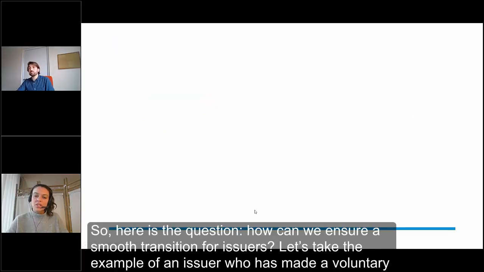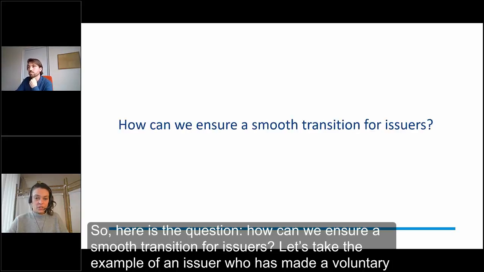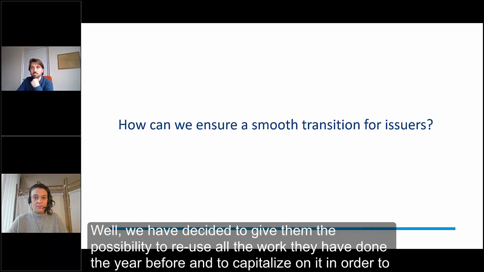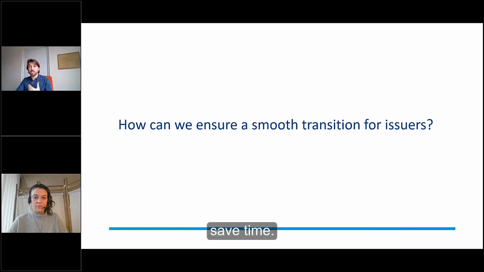So here's the question: how can we ensure a smooth transition for issuers? Let's take the example of an issuer who has made a voluntary submission in 2019. Will the issuer have to start again from zero for their next submission? Well, we have decided to give them the possibility to reuse all the work they have done the year before and to capitalize on it in order to save time.